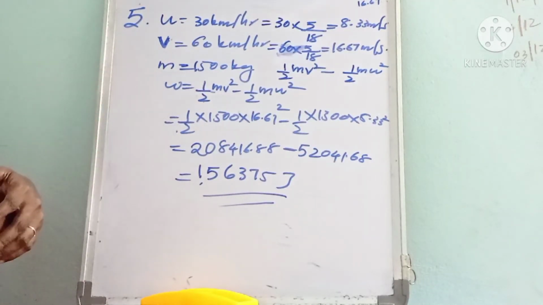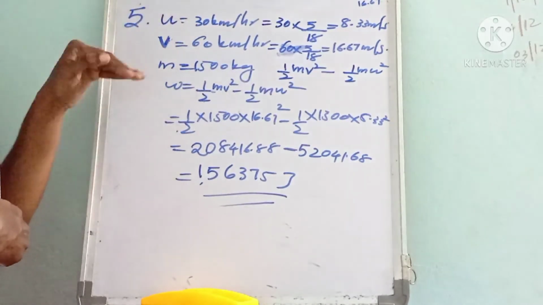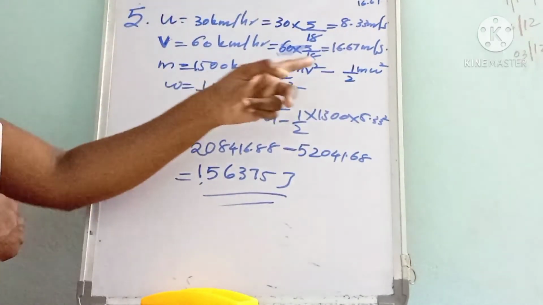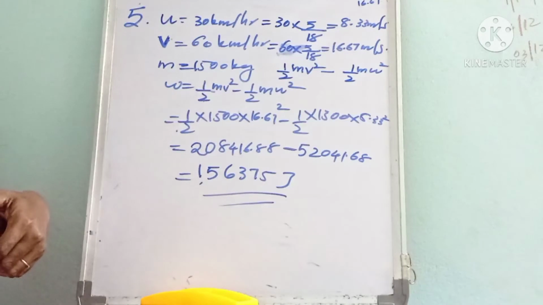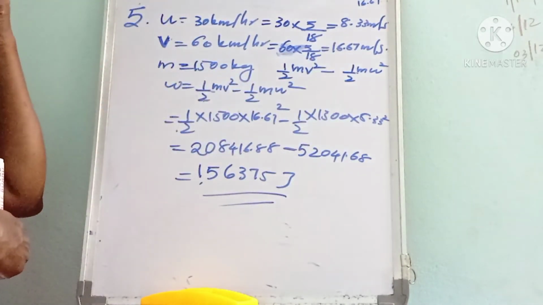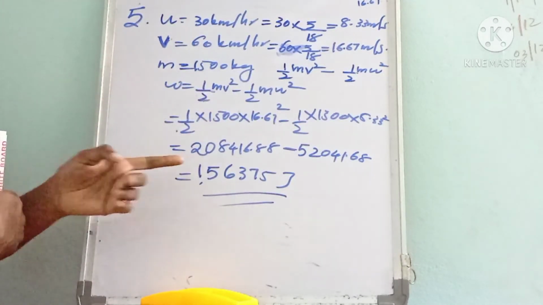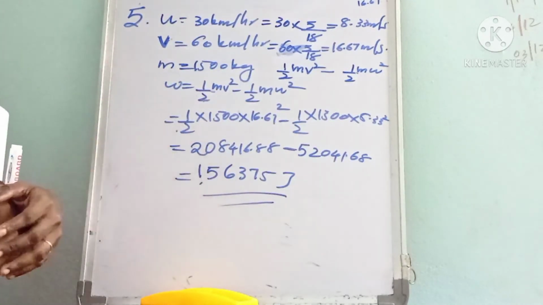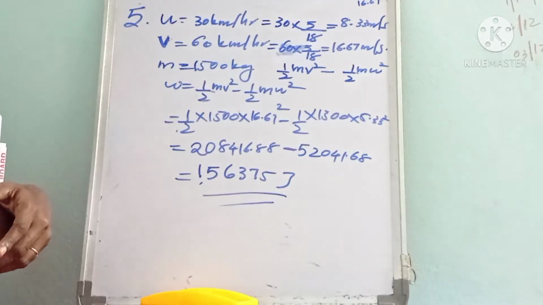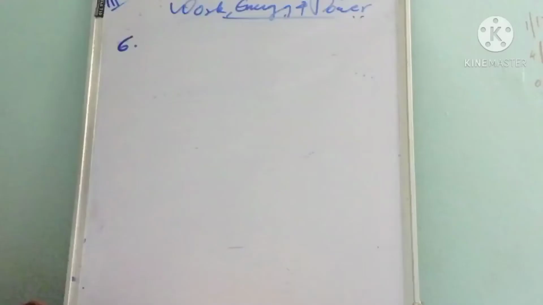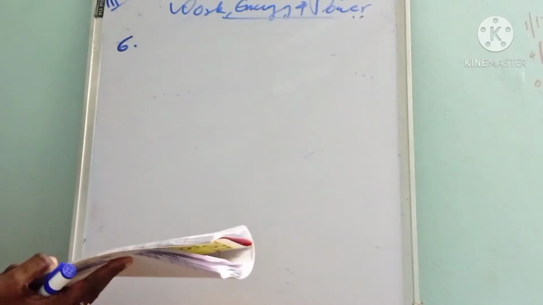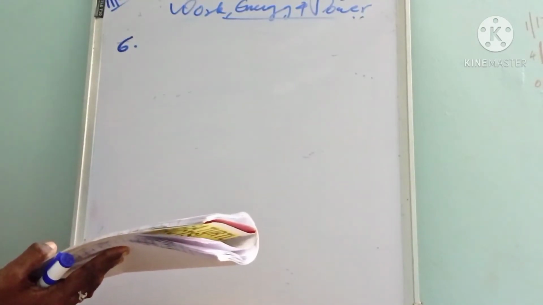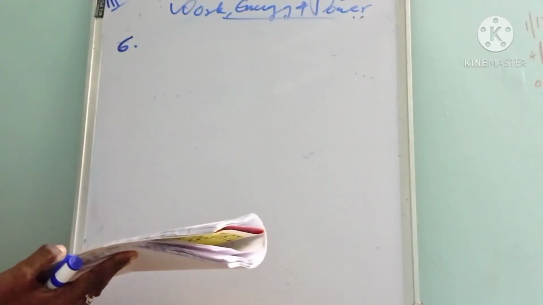All of you know the equation for work done. Work done is equal to the change in kinetic energy. Change in kinetic energy means final kinetic energy minus initial kinetic energy. Final kinetic energy is half mv square and initial kinetic energy is half mv square. We take the difference, substitute the values and simplify. We get the value of work done as 1,56,375 joule.